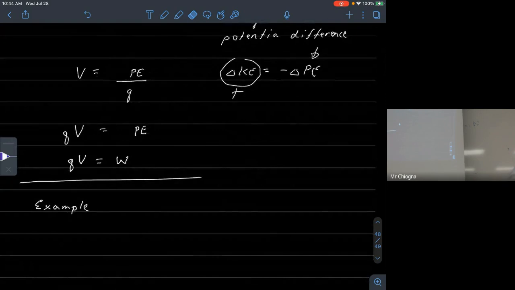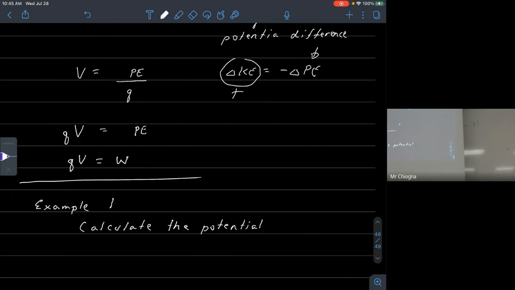Okay, example 1. Calculate the potential at point P, given the following diagram.